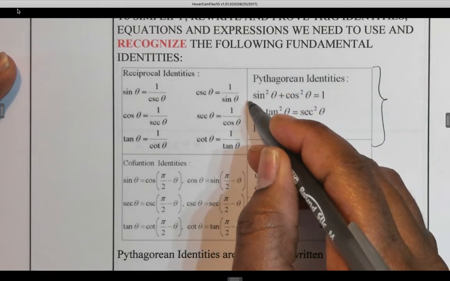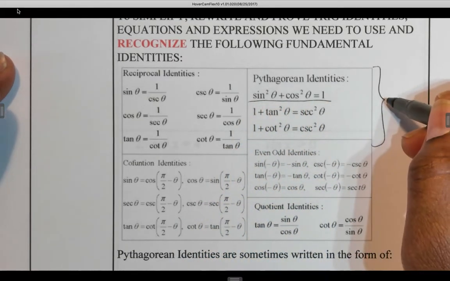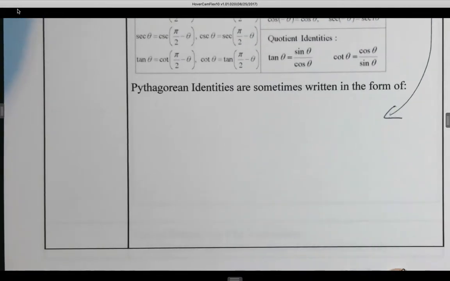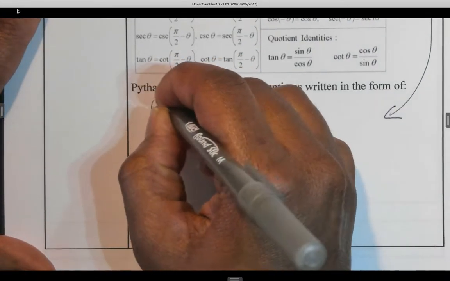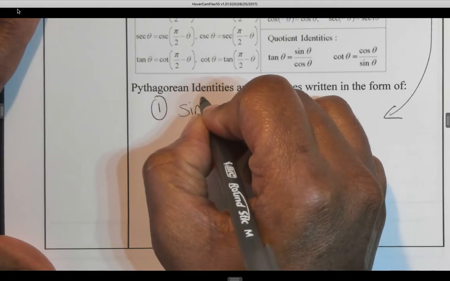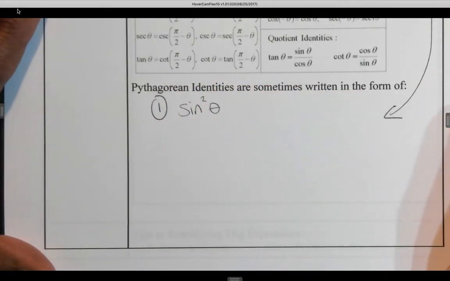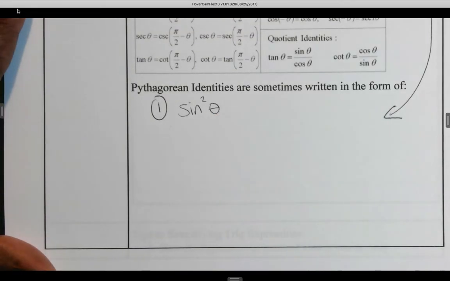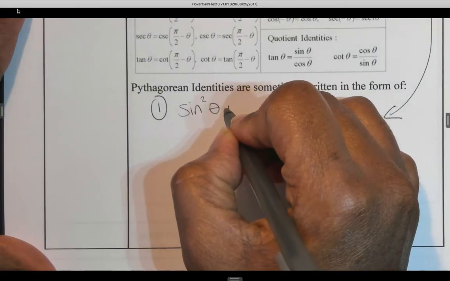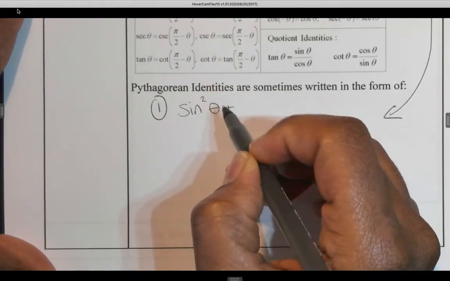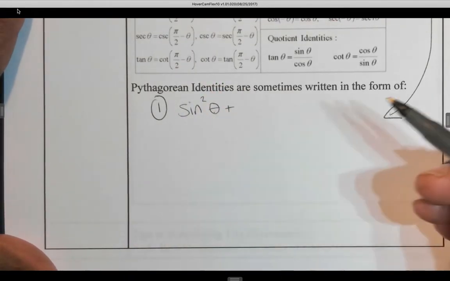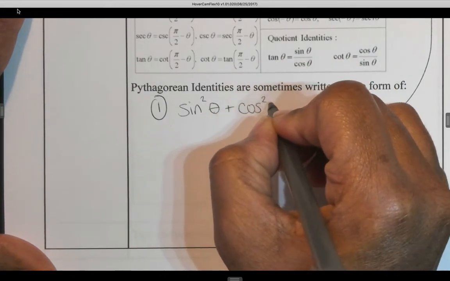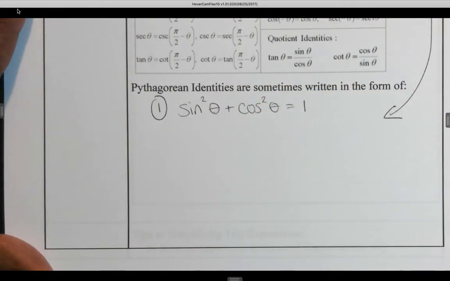So let's just take sine squared plus cos squared equals 1 as an example. So the identity that we have there is sine squared theta. It could say x, could say alpha, could say beta. This angle here can be represented by any variable. Remember, theta, alpha, beta, those are all Greek letters, so they're still considered variables. Sine squared plus cos squared equals 1. That's what we're used to seeing.